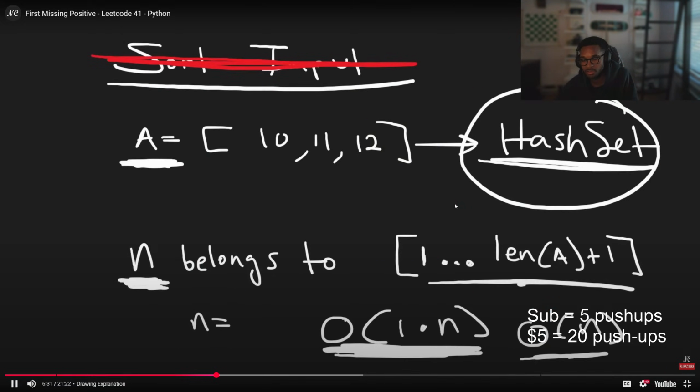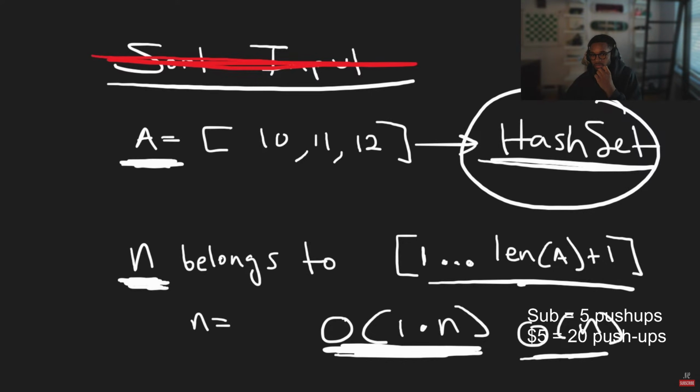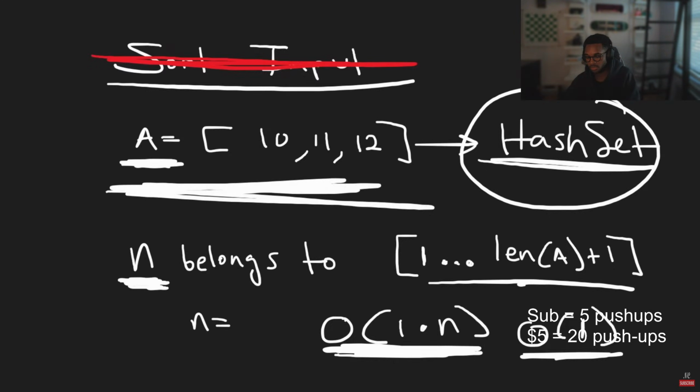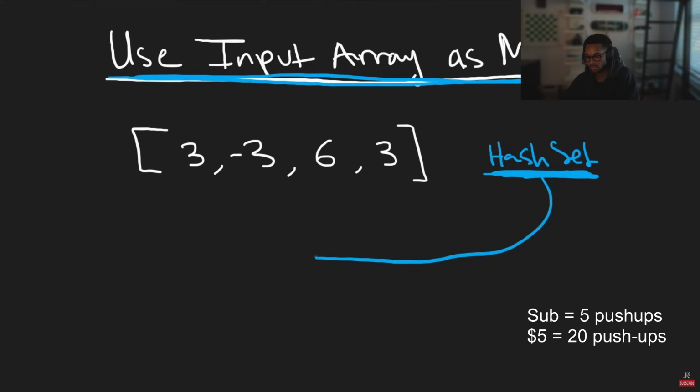Well, we are going to need some extra memory, but it turns out we can use this input array as that extra memory, so it doesn't actually count as extra memory. So we can take this memory complexity, big O of n, and reduce it all the way down to big O of 1 by using the input array as our extra memory. Just like we used an extra memory hash set, we're going to basically be using our input array as a hash set. How am I going to do that?